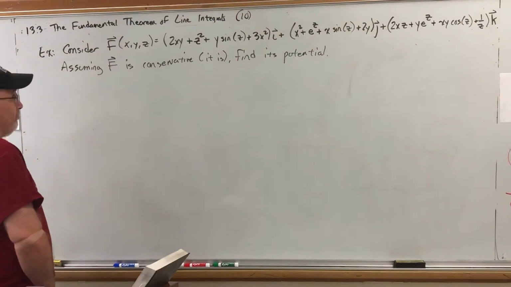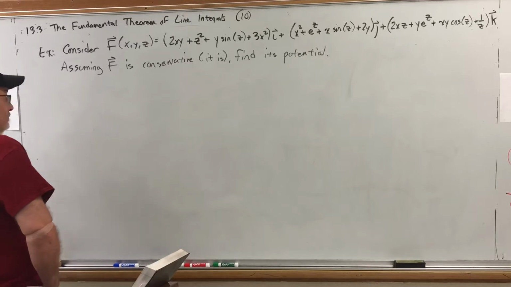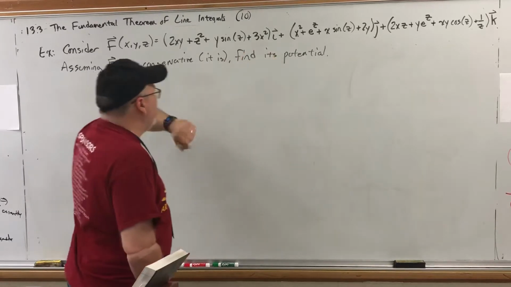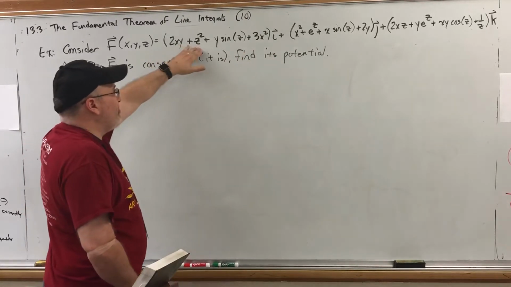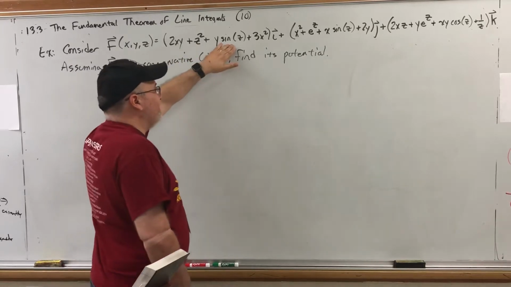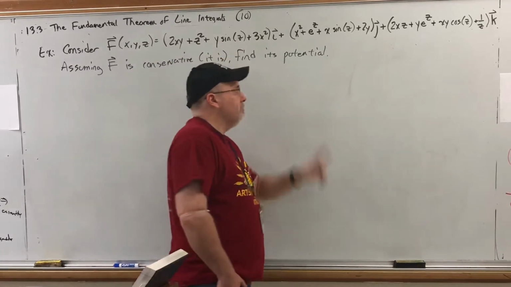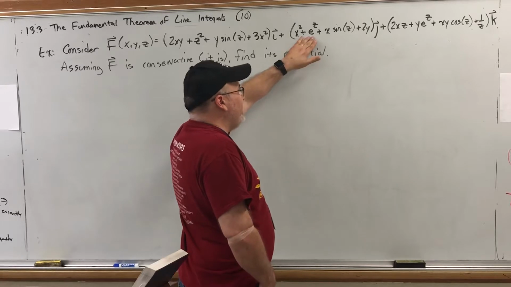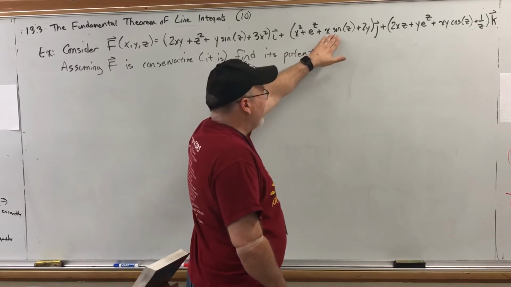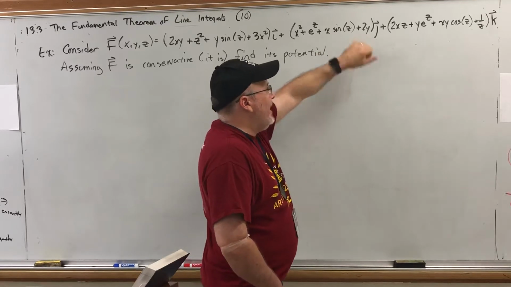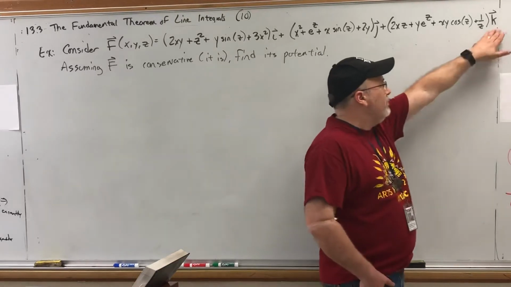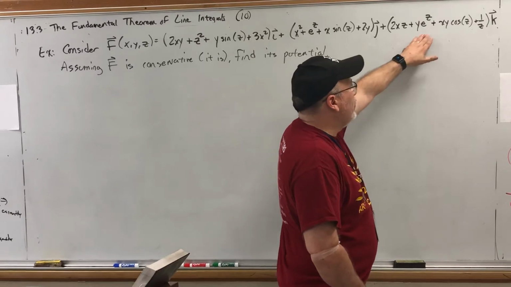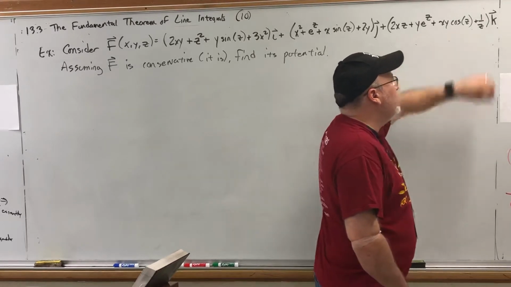Let's consider this really long vector field. F of x, y, z equals, as the i component function, 2xy plus z squared plus y sine of z plus 3x squared, plus, as the j component function, x squared plus e to the z power plus x sine z plus 2y, plus, as the k component function, 2xz plus y e to the z power plus xy cosine z plus 1 over z.